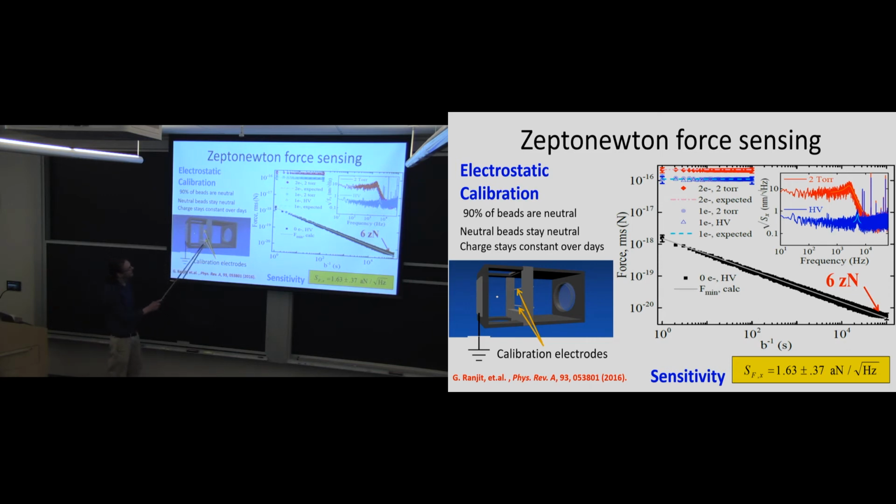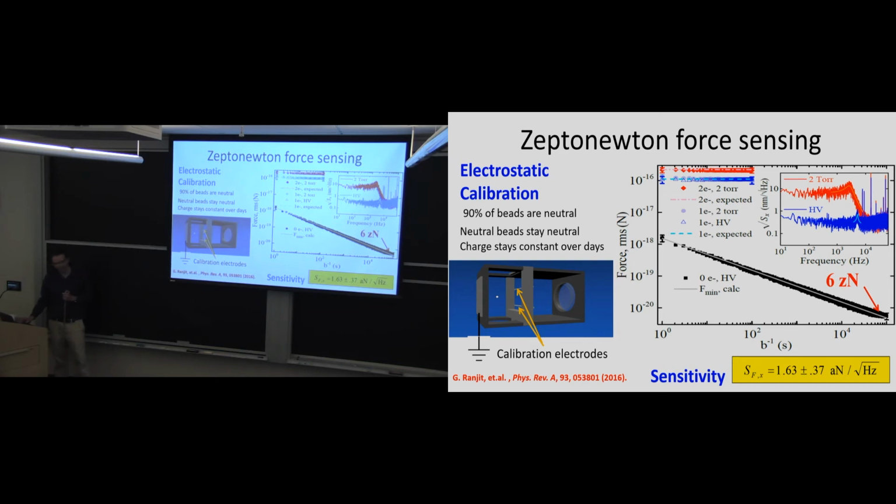Inside of our cavity, we have a set of electrodes where I can apply a known voltage, and then I know the electric field at the location of the particle, and from that I can calculate the force on it for either 1 or 2 electrons. I can use that as a way to benchmark and make sure that my force sensing is actually at the level where I think it is.